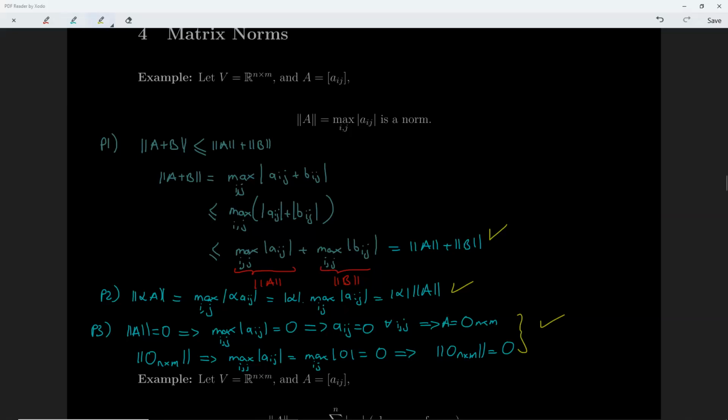Then we basically showed that by using this norm definition, the maximum value of the absolute value of elements, I can define a norm on the m by n real matrices. Okay.